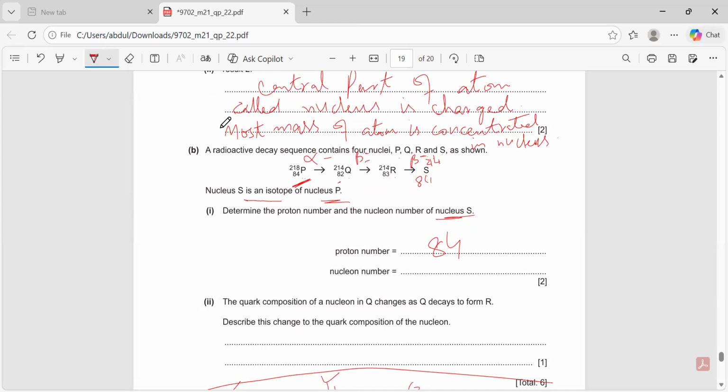Isotopes of an element are atoms with the same number of protons but different number of neutrons. See here, nucleons are 218 and here 214. So the nucleon number for S is 214. Nothing special, very simple.